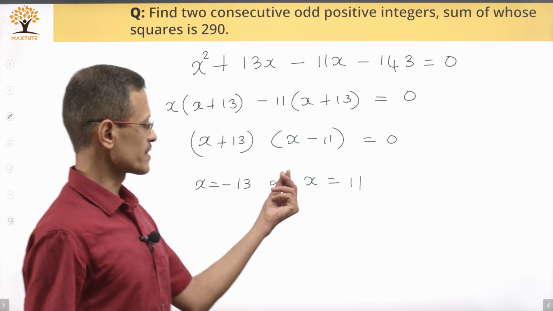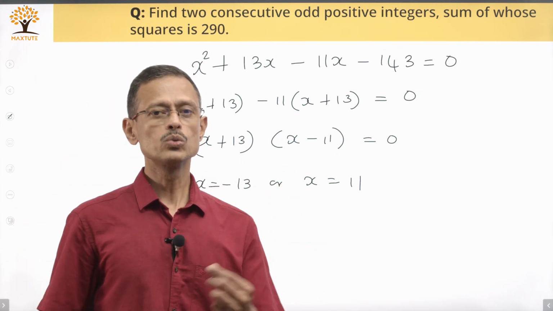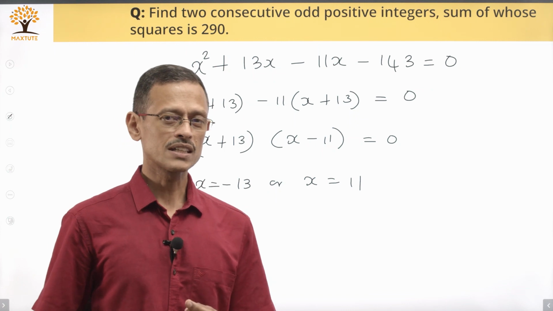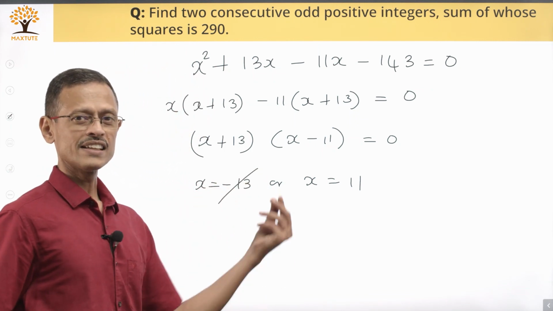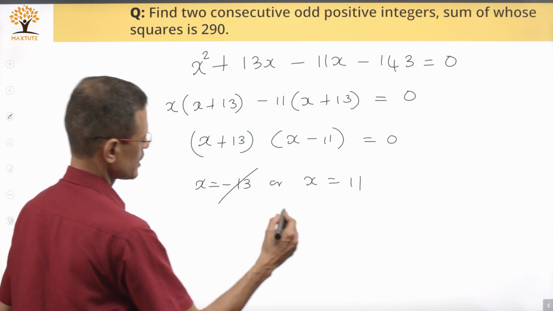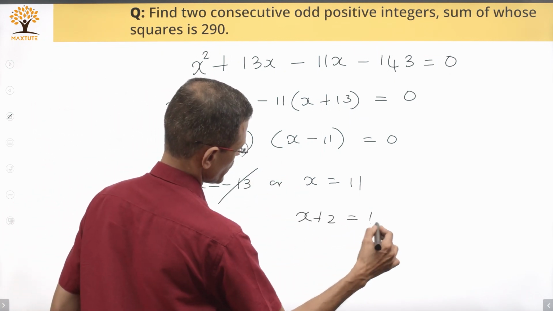What does x stand for? x stands for one of the two numbers we are talking about. What kind of numbers are these? These are positive odd integers, which means that x cannot be equal to minus 13. x has to be 11. If x is 11, the second number x plus 2 is equal to 13.